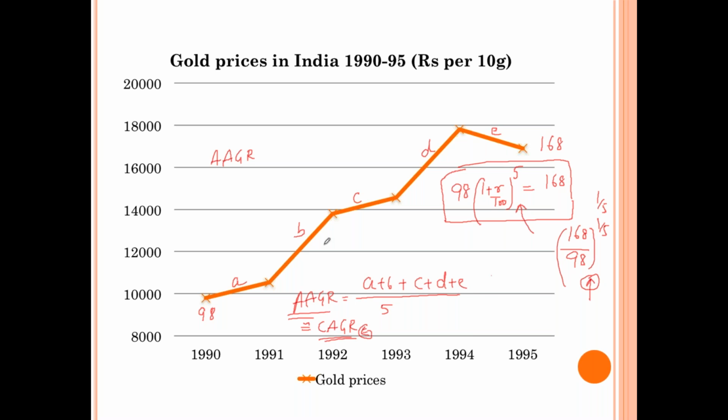So we take the simple average growth rate of each year, divide it by 5. My answer will be annual average growth rate, which I can equate to CAGR, compound annual growth rate. Is it clear to everyone? Okay, any doubt, any question you may ask?